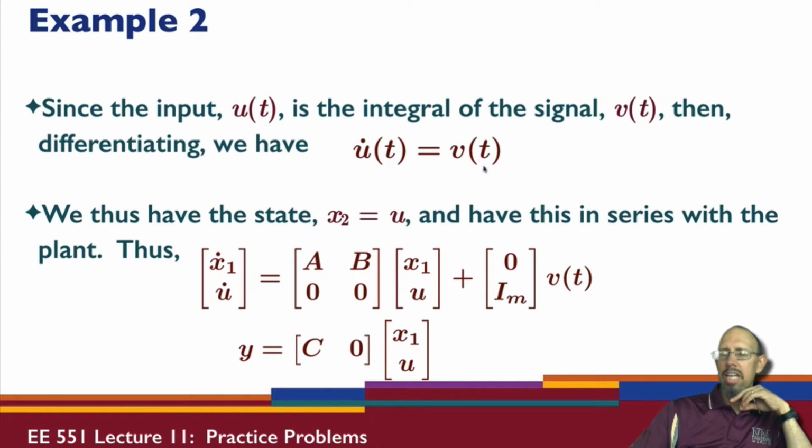That equation then can be used in a series interconnection and plugged in that way. So the 0 here comes from the fact that u dot is not a function of itself. Okay? And here's the I times v. So this is actually that series interconnection when I have this as the second state equation. Okay, so that's how it relates.